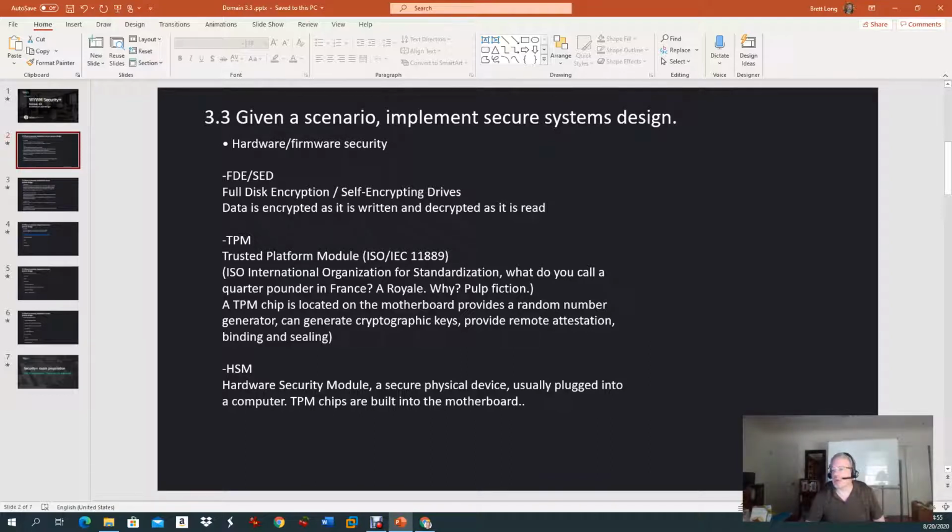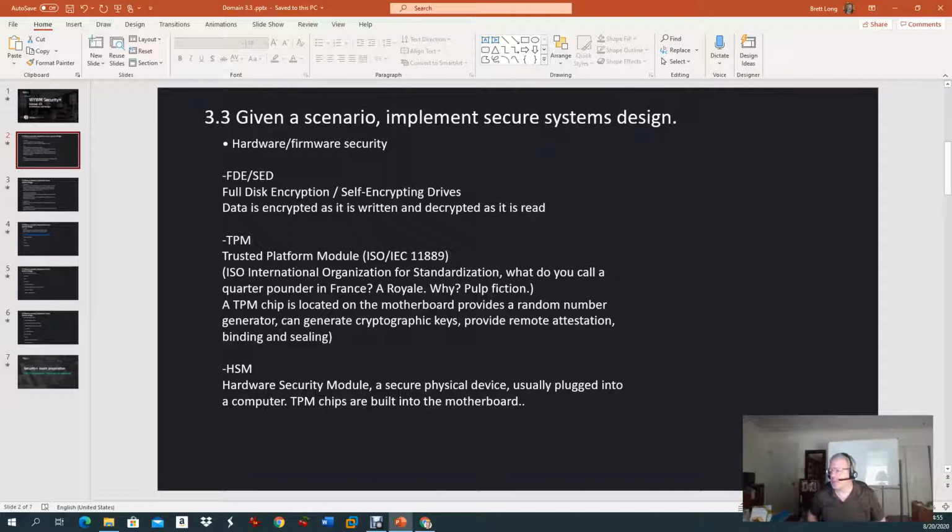So we're currently looking at hardware and firmware security, of which we have full disk encryption and self-encrypting drives. Data is encrypted as it is written and decrypted as it is read. I believe that's usually hardware, but there's a potential to use software. Hardware is faster. TPM, Trusted Platform Module, in accordance with ISO/IEC 11889. ISO stands for International Organization for Standardization. Almost looks like the spelling's off, but it's French translated to English.